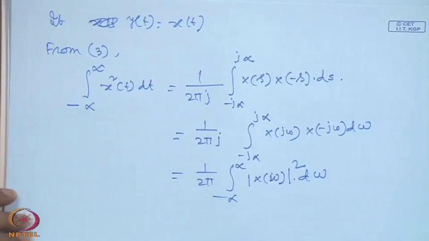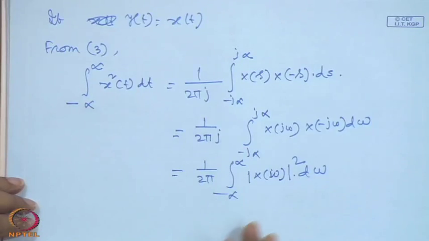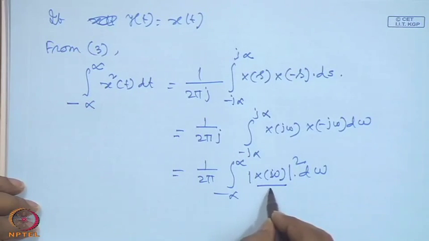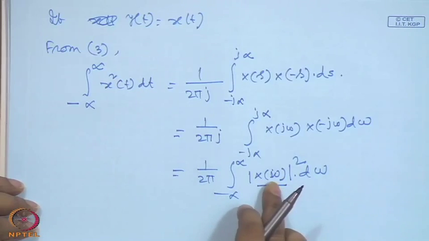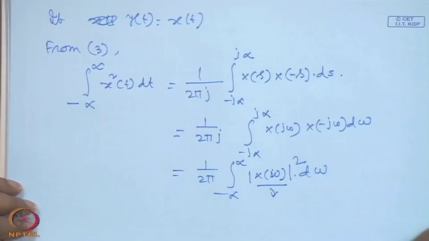So, this indicates the relation between the energy contained in the time domain and the energy contained in the frequency domain, or the frequency description, which are the same. X of j omega is nothing but the Fourier transform of that signal. So, we will stop it here.